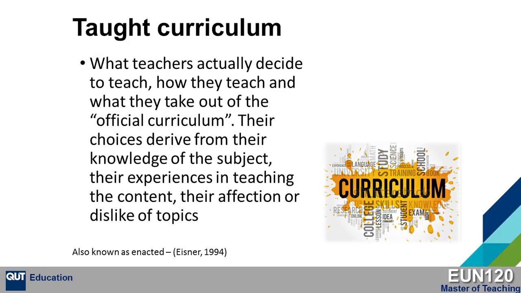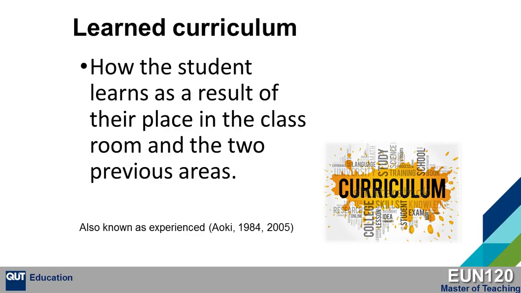Cuban's second type of curriculum is the taught curriculum. This is what teachers actually decide to teach based on the official curriculum. Their decisions will be based on their subject knowledge and likes and dislikes of various topics. And sometimes this is referred to as the enacted curriculum. The third type, according to Cuban, is the learned curriculum. This is what the student actually learns in the classroom as a result of what is taught from the official curriculum. And sometimes this is referred to as the experienced curriculum.